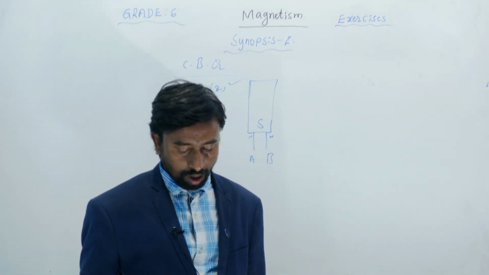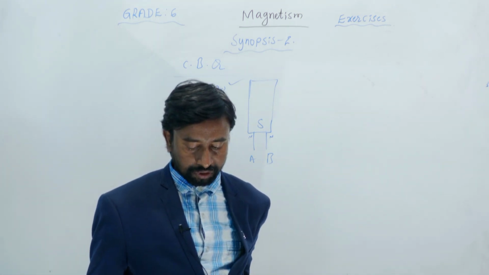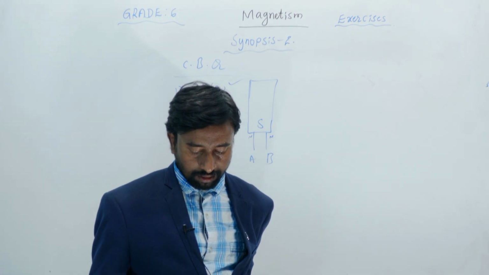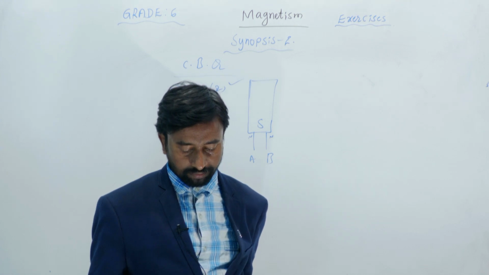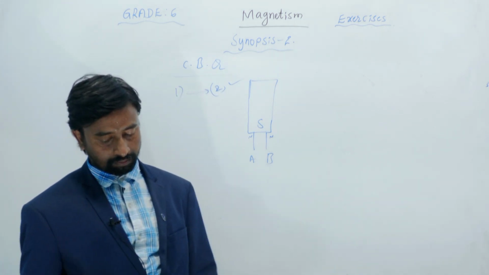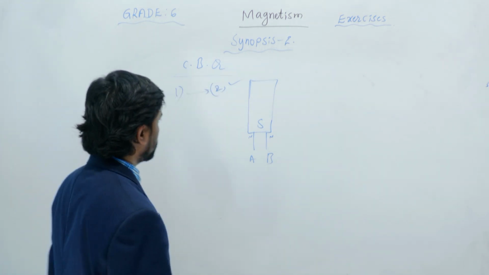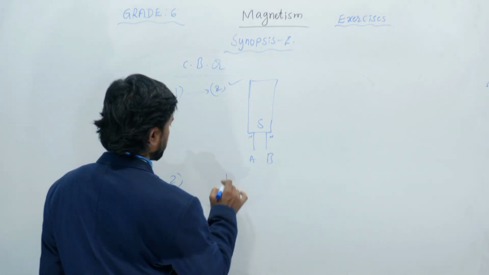The two common pins A and B are made to stick to either of the poles. So here also, what happens? North pole and south pole, so they will converge. They will converge. Here, suppose it is a horseshoe magnet there.